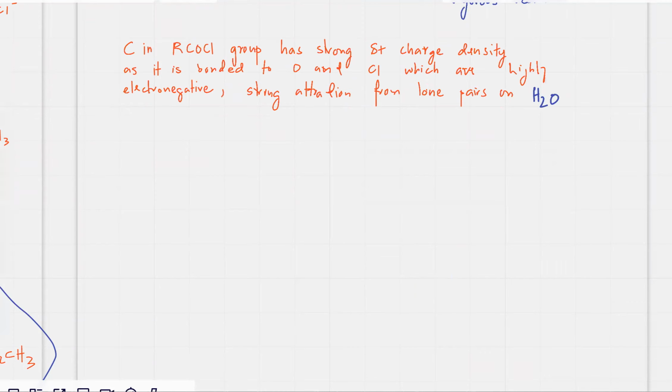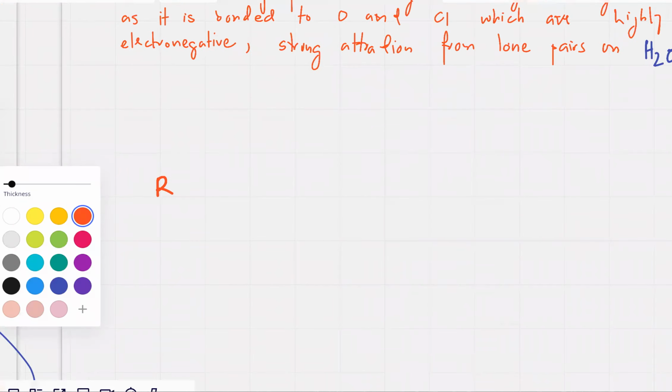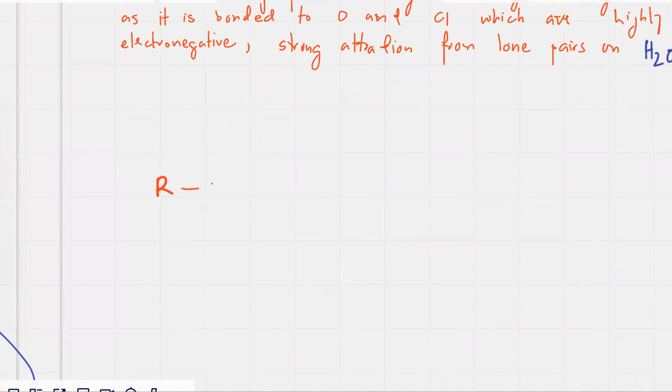So the mechanism of this particular reaction, you've got RC, and it's got a double bond O and Cl. The first thing that happens is that the water molecules are very strongly attracted to this carbon, which is positively charged. So you got these lone pairs over here.